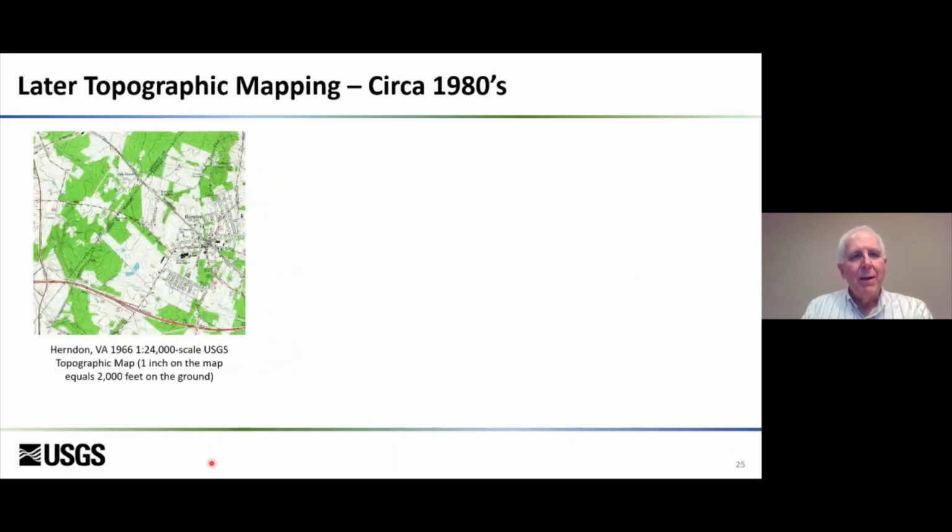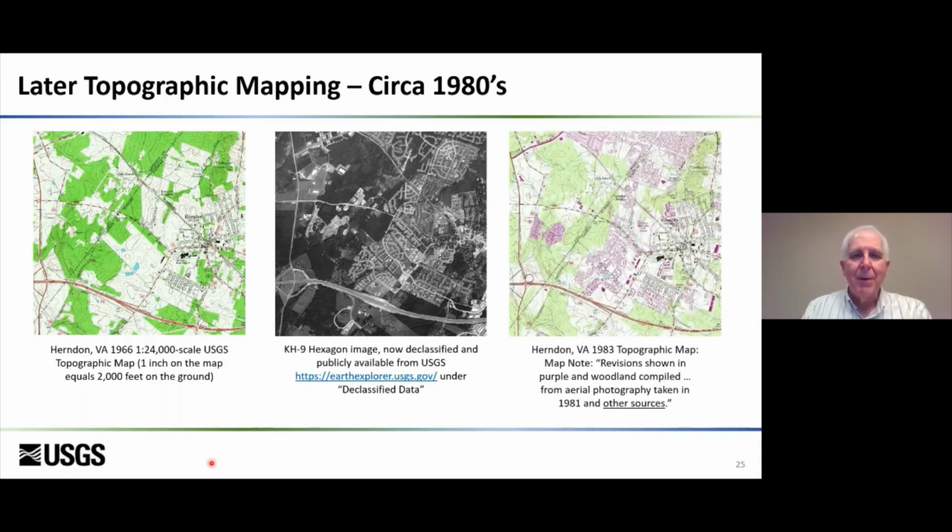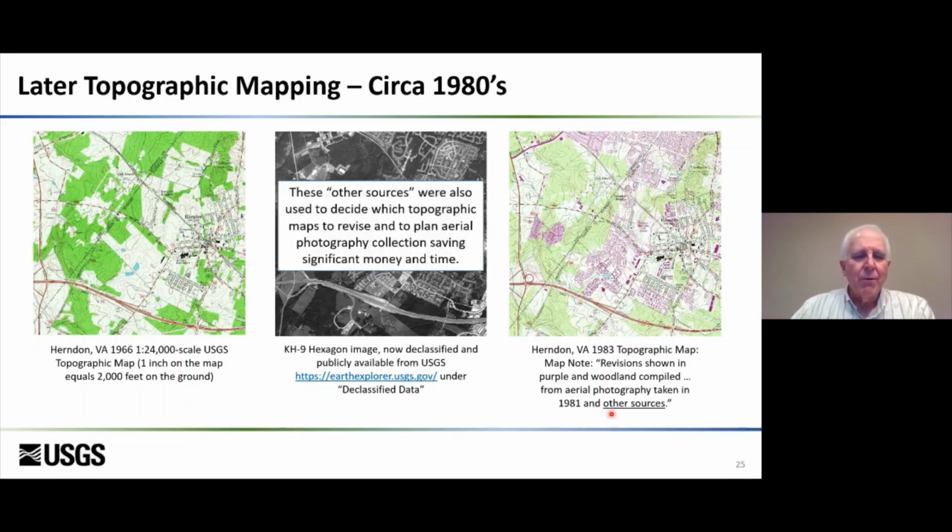Just another quick benefit: this is a 1 to 24,000 scale topographic map, or 1 inch on the map is 2,000 feet on the ground. Here is the accompanying Hexagon image that was used to update that topographic map, and then the revised topographic map. Again, down in the lower corner is the description of the data, and you see we had to be vague and say other sources were used. We also used the Corona and Hexagon to help us determine what parts of the country we needed to revise, so we could quickly look at the film, evaluate the film versus the topographic maps, and determine what areas to revise or what areas we needed to fly aerial photography.